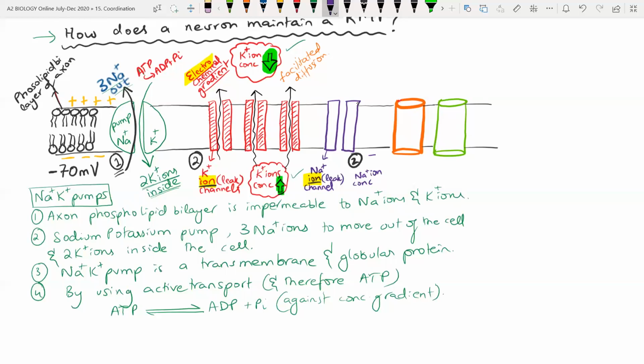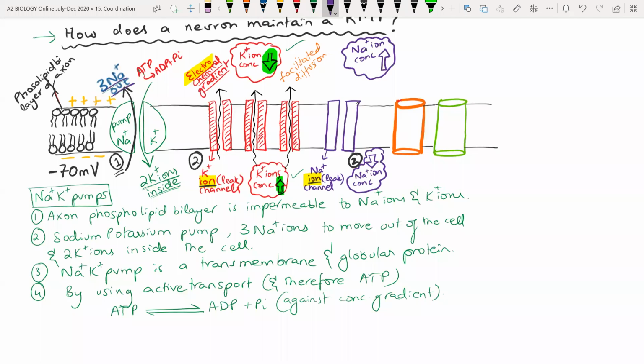Lesser. Excellent. Why is it lesser? Because you can clearly see that sodium ions are being pumped out here. So therefore, the sodium ion concentration inside the phospholipid bilayer is lesser as compared to the outside. Sodium ion concentration on the outside is higher. So let me bubble that also.